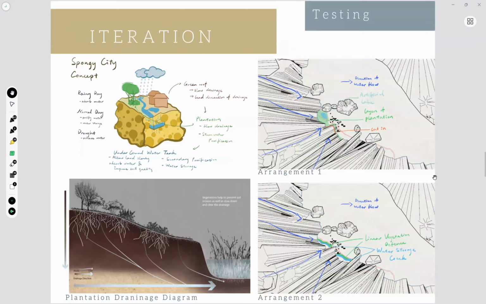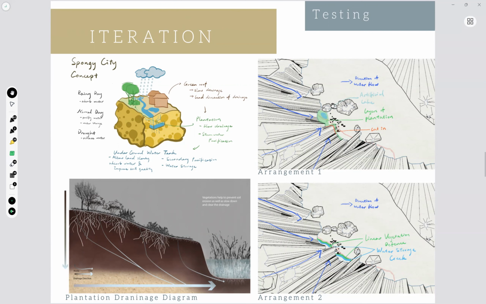Iteration and the design process. So I summarized the precedents and research into the idea called the spongy city, which is about collecting the stormwater, purifying it, and reusing it during the drought season. And this is a section that I've drawn to show the whole process of collecting the stormwater and purifying it with the roots of plantations, which also helps to reduce soil erosion.